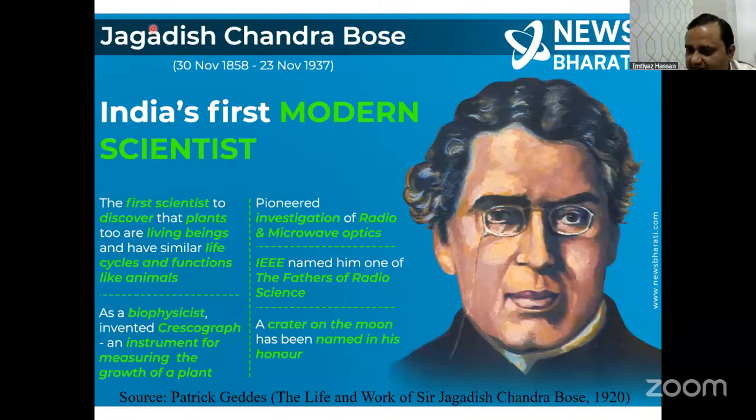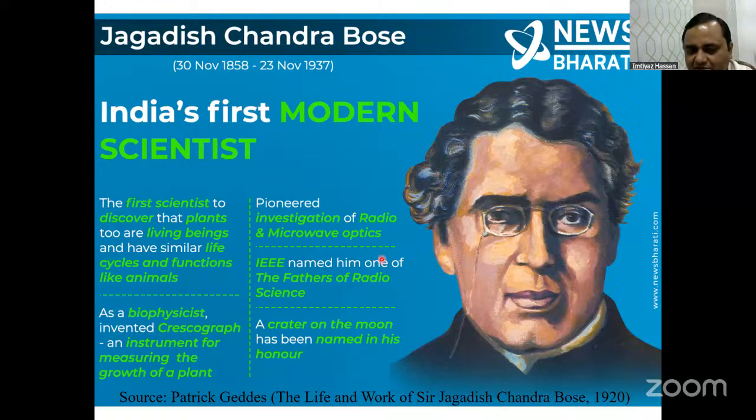I'm giving you another example just to give you the insights. Like Jagdish Chandra Bose, you all studied him and you all know. But if you see his contribution, he is the first scientist to discover that plants are living beings and have a similar life cycle and function like animals. As a biophysicist, he invented the crescograph, an instrument to measure plant growth. So his contribution was in biology, but was he trained in biology? He was actually a physicist.